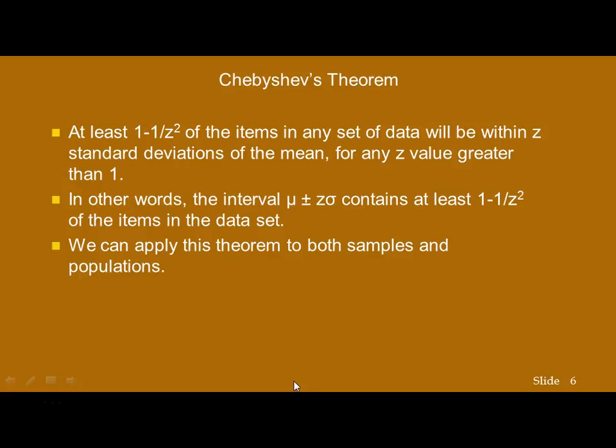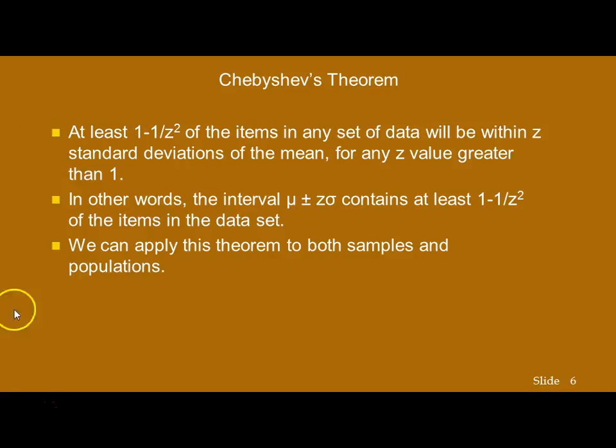Okay, the next thing we want to look at, in fact, we'll actually use z-values in this theorem, is something called Chebyshev's theorem, which is kind of an interesting theorem concerning the fraction of data that has to be within a certain number of standard deviations of the mean. A couple of different ways to word Chebyshev's theorem. First, I say the following: at least 1 minus 1 over z squared of the items in any data set will be within z standard deviations of the mean for any z value bigger than 1.